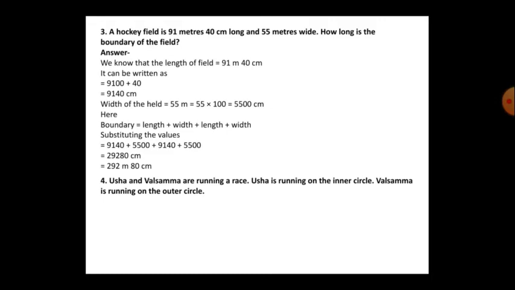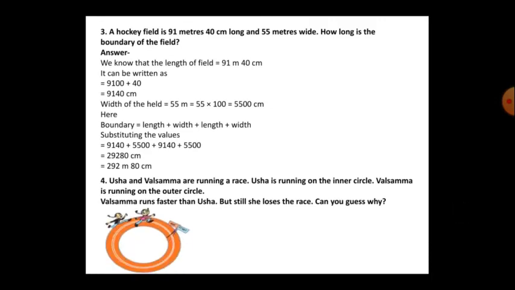Usha and Valsama are running a race. Usha is running on the inner circle. Valsama is running on the outer circle. Valsama runs faster than Usha, but still she loses the race. Can you guess why?